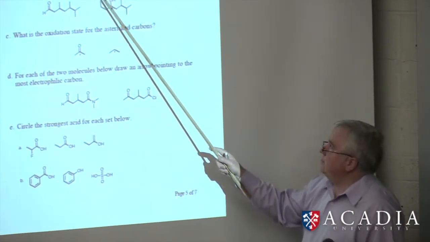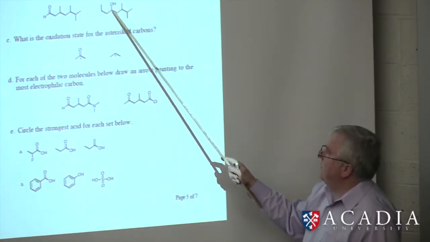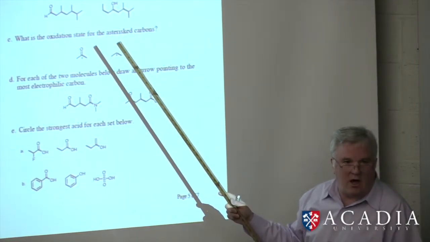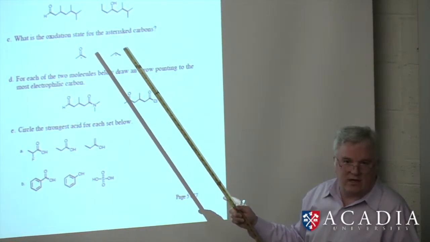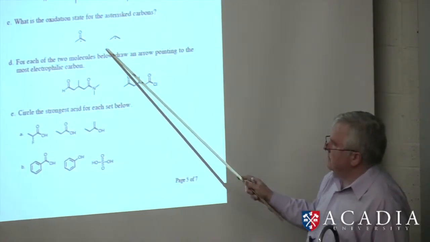You would number this 1, 2, 3, 4, or 1, 2, 3, 4, 5. So this is number 1, because if you name it an octanol, the OH has to have the lowest possible number. These we should be able to do.